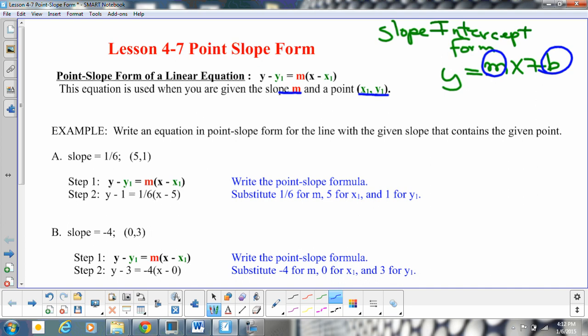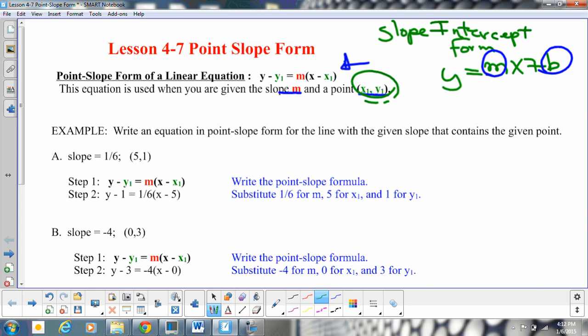The equation for point slope form, you have to know this, so write this down, is y minus y1 equals m times x minus x1. The m, as usual, stands for our slope. The x1 and y1 are a specific point. Notice the subscript, notice the 1 there. That means it's a specific point, not a general x and y point.